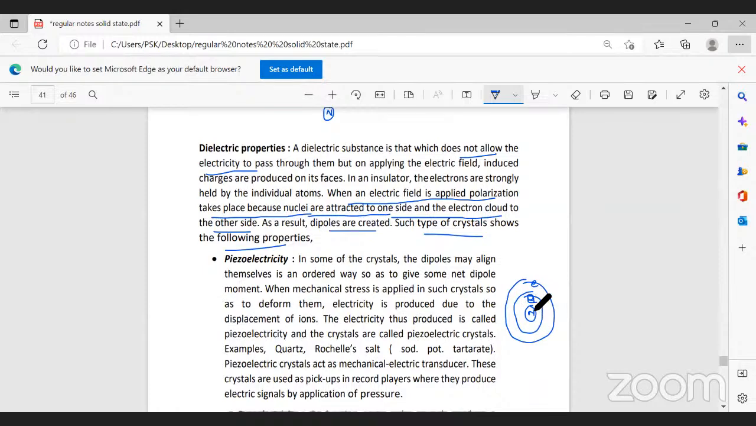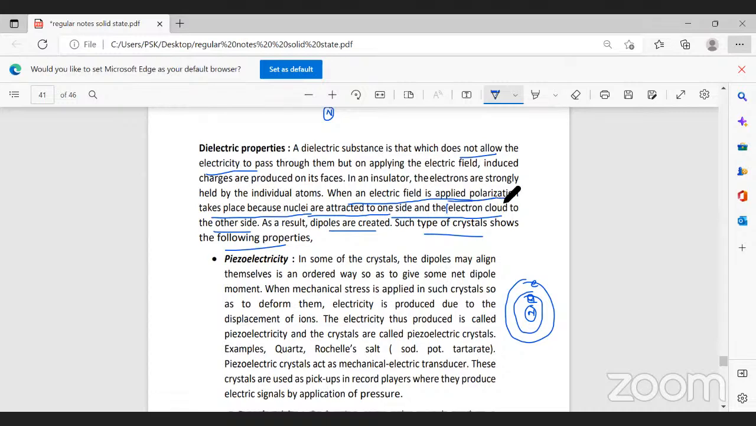Nucleus is what charged? Positively charged. Electron is? Negatively charged. Now, when I say polarization, what happens? See, what is electron cloud? They are using a term called electron cloud somewhere. I heard, yeah, this is the electron cloud.